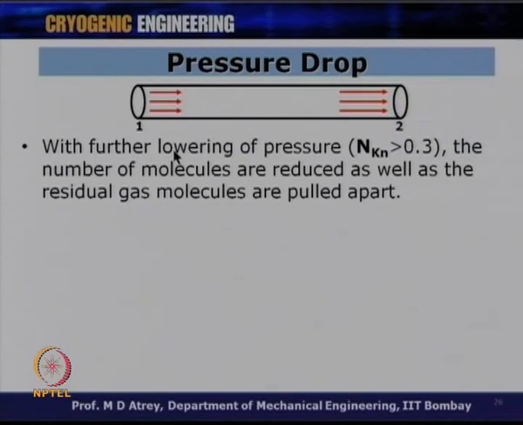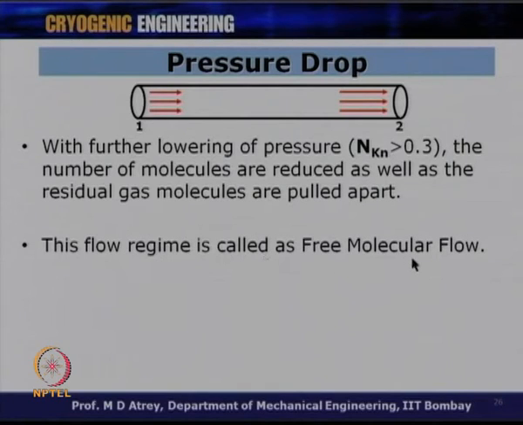Let us go down further in pressure, where Knudsen number will be more than 0.3. With further lowering of pressure, when Knudsen number is more than 0.3, the number of molecules is reduced and the residual gas molecules are pulled apart. We have seen earlier that the lambda value has increased, and therefore the path between two collisions has become comparable with the characteristic dimension. The pressures are low and the distance between the molecules increases. This flow regime is called free molecular flow.